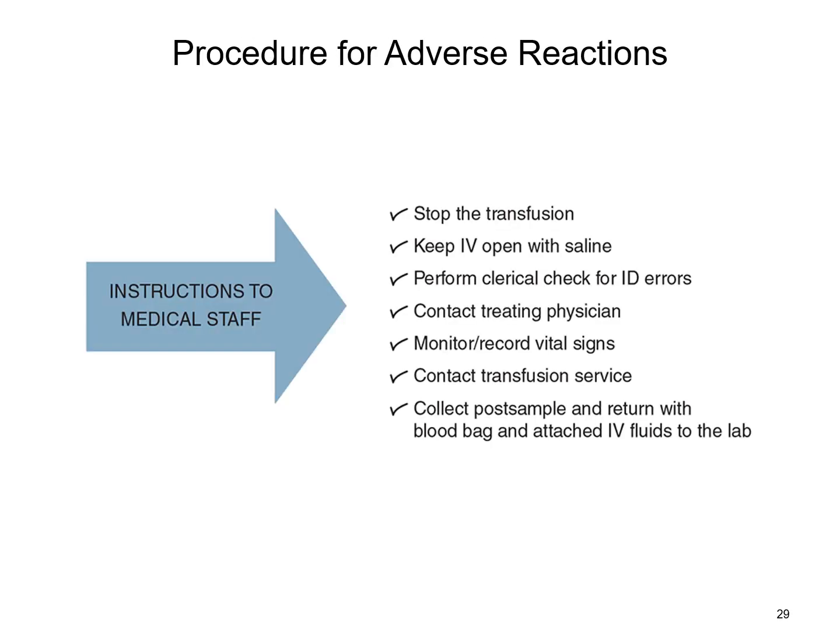Now, the procedures that the medical staff and nursing will do if they suspect any sort of transfusion reaction: of course, you're going to stop the transfusion and keep the IV site open with the saline running. You're going to perform all of the clerical checks and IDs again at bedside. You're going to contact the physician, as well as continue to monitor and record the vital signs of that patient. You're going to alert transfusion services, and then they are going to collect the post-transfusion sample, as well as take the bag, including the IV fluids, the filters, anything that's attached to that bag that's going into that patient. All of that gets sent back to the lab.